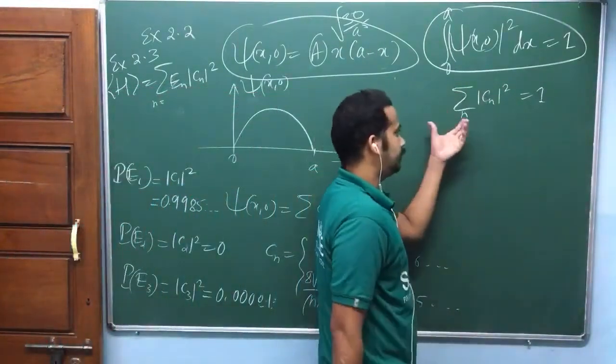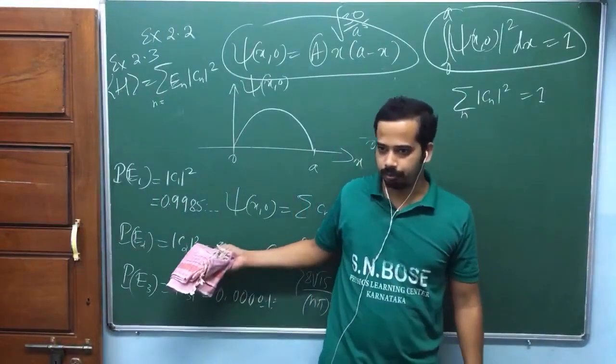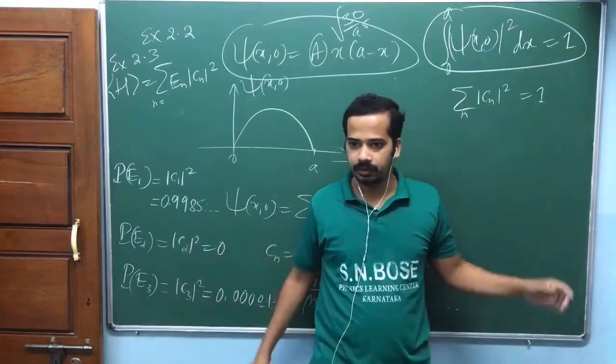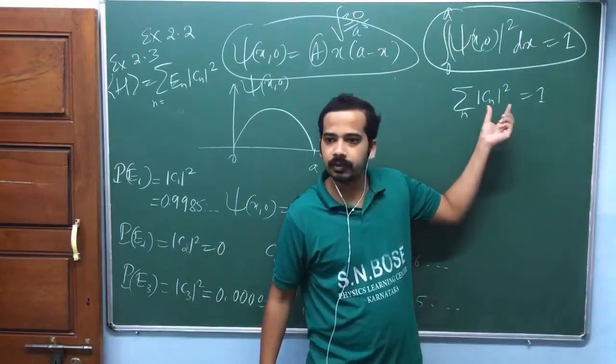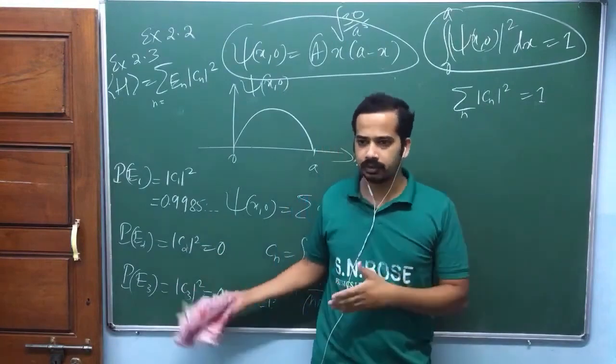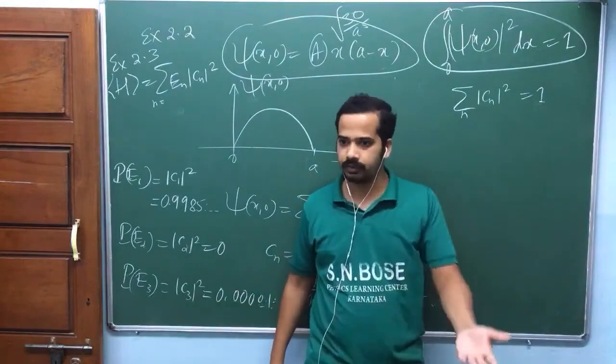But this normalization is backed by energy measurement probability, isn't it? Total probability should be equal to 1. What do you mean by that? I mean, each of them is an energy measurement outcome. Either you should get E1, or you should get E2, or you should get E3. Either you should get head or you should get tail, isn't it?